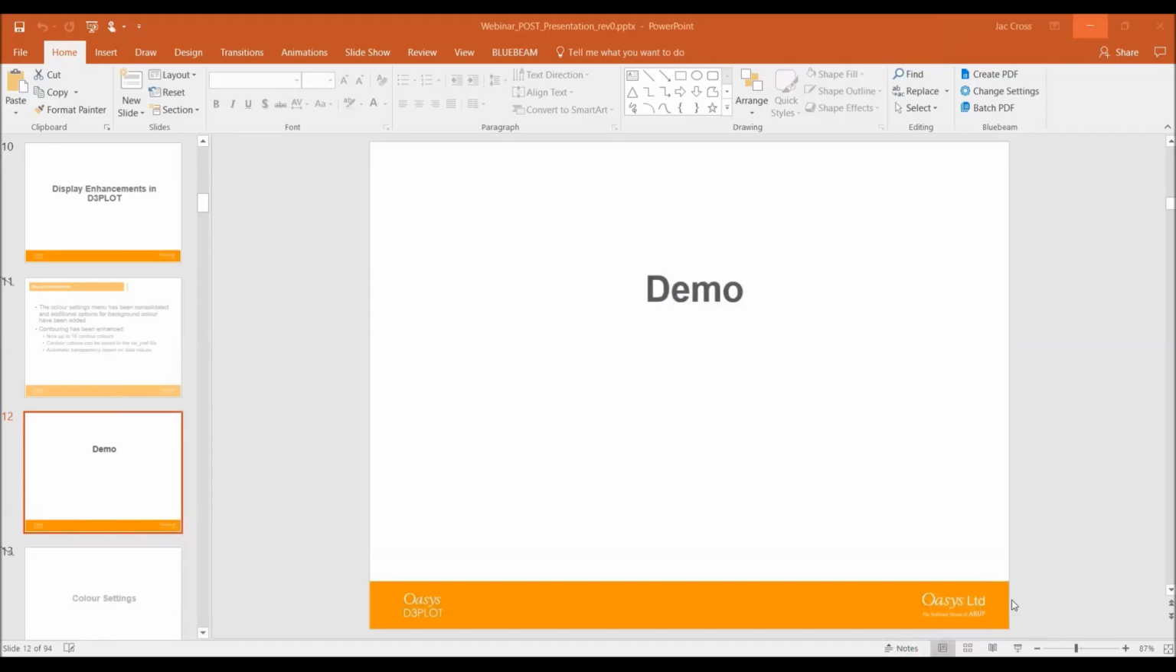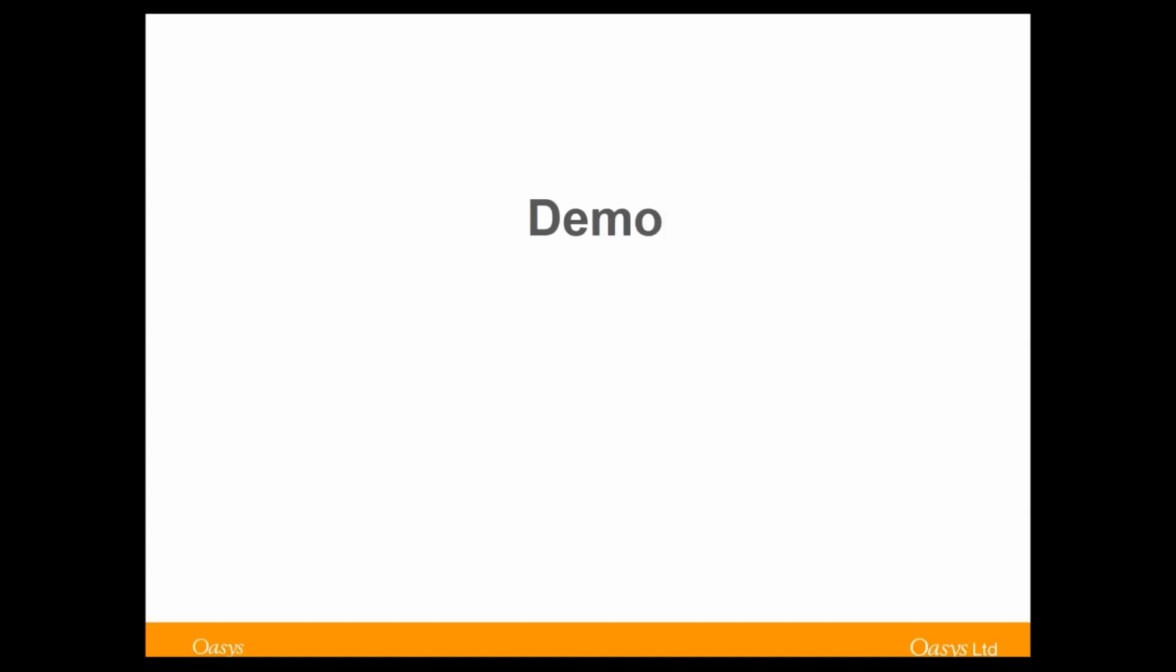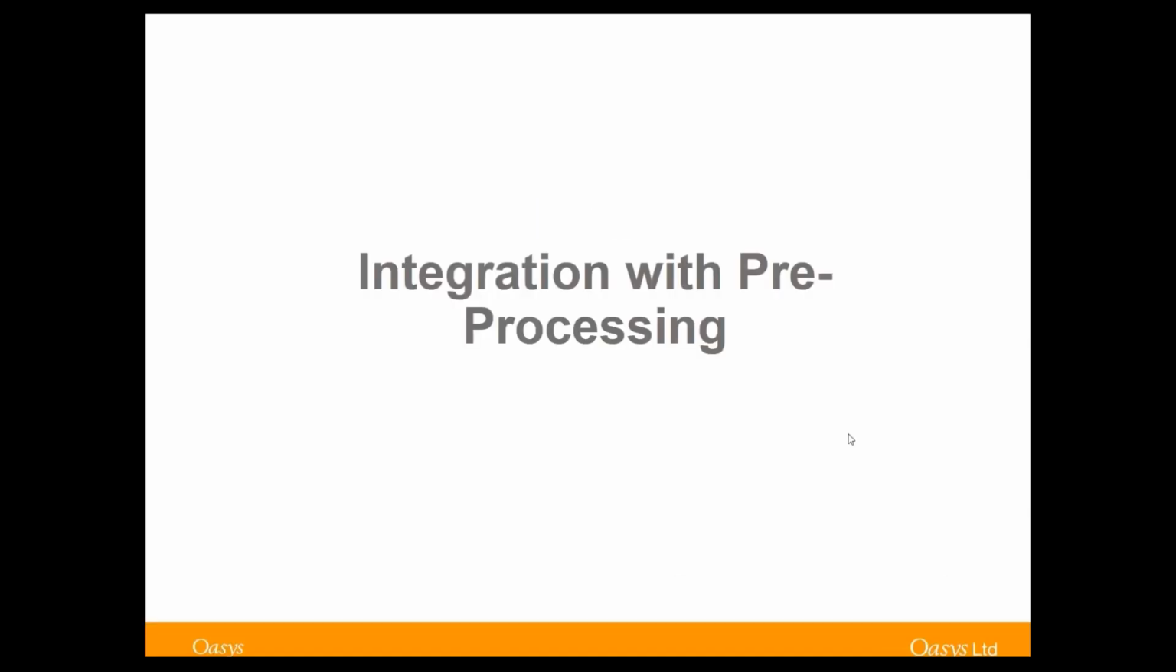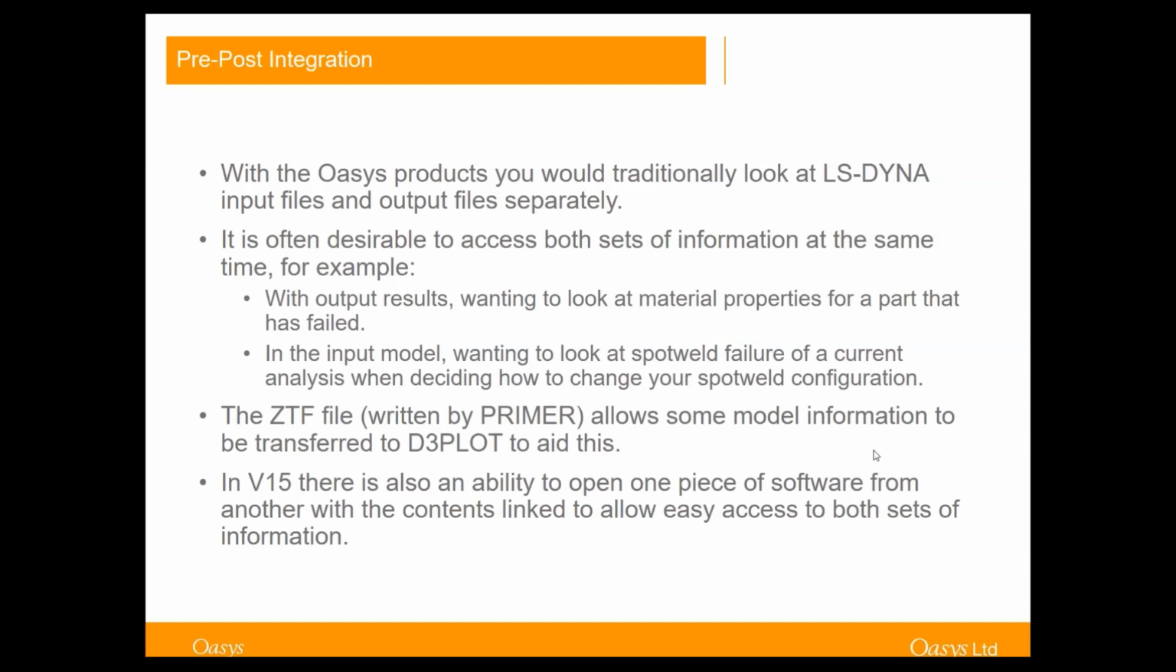Okay, we'll now go back to the presentation and move on to the next feature which has been added, and that is improved integration with pre-processing. So with the Oasys products, D3PLOT, THIS, and Primer, you would traditionally look at LS-DYNA input files and results files separately, although we recognize that it's often desirable to be able to access both sets of data at the same time. So for example, if you're looking at results, you may want to look at the material properties for a part that has failed to see what they are.